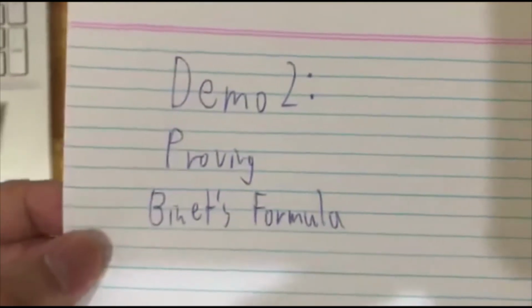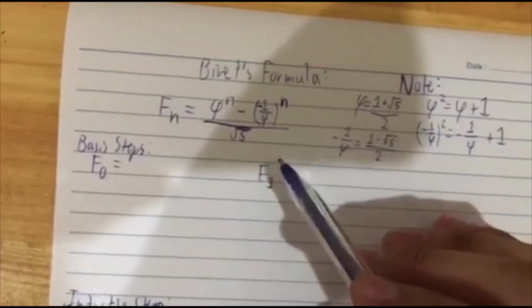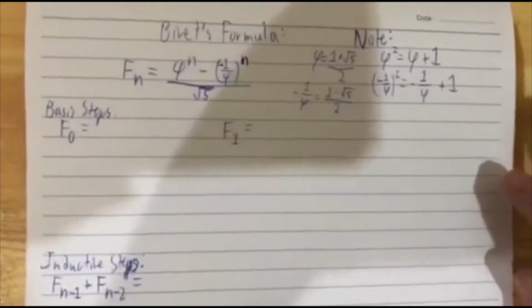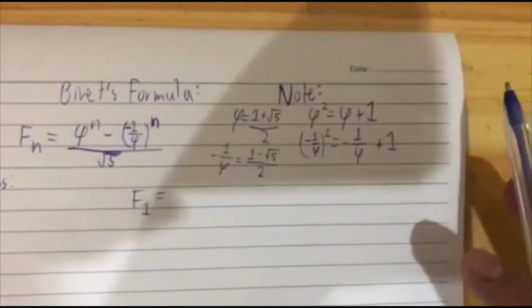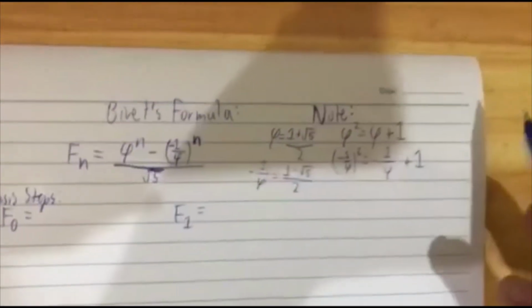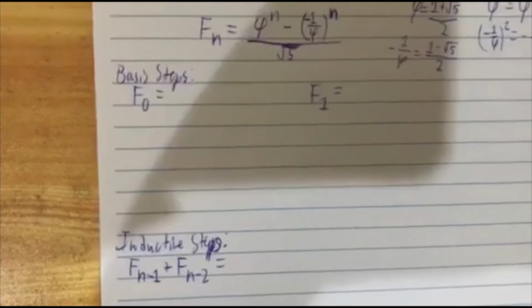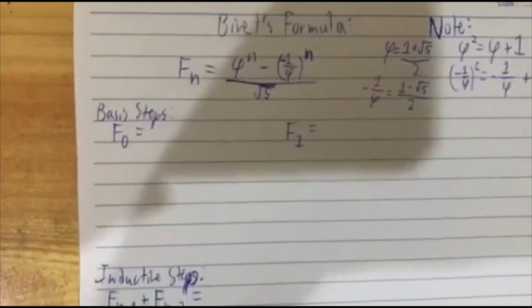Demo 2. Proving Binet's formula. Now, Binet's formula is a way to compute the nth Fibonacci number using only the index number. To prove it, we will be using mathematical induction. A few notes here regarding some identities of phi and its negative inverse, and the values of those two constants. So first, we will begin by the basis steps of showing that Binet's formula works for the two lowest values.